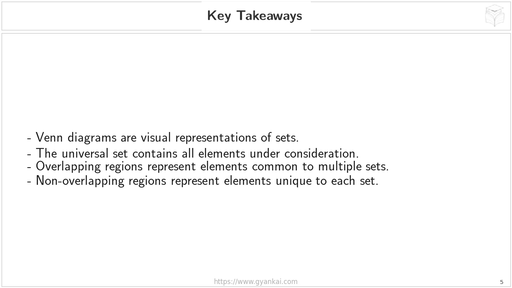Let's recap what we've learned about Venn diagrams with these key takeaways. Keep these ideas in mind, because in the next section, we'll look at some common mistakes students make when drawing and interpreting Venn diagrams. Understanding these key takeaways will help you avoid those pitfalls and confidently tackle more complex problems involving sets and probability.